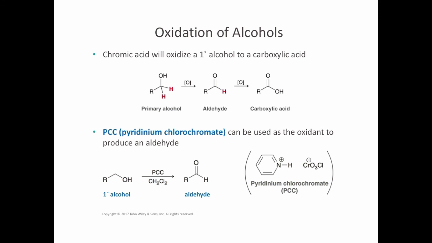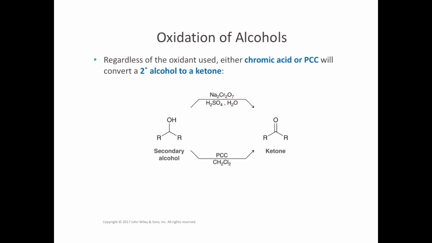What you do need to know is that chromic acid will oxidize a primary alcohol all the way to a carboxylic acid. It won't stop at the aldehyde stage. However, PCC, pyridinium chlorochromate, shown here, will stop at the aldehyde. Regardless of which oxidant is used, a secondary alcohol will only go to the ketone. And that's because it just has one hydrogen there to be removed.